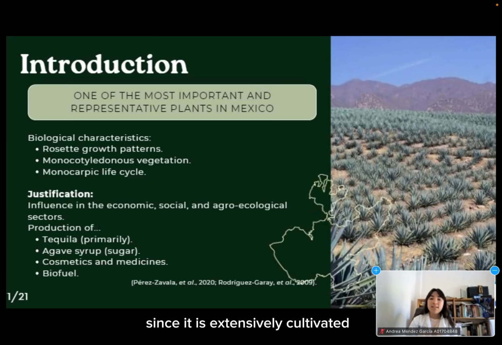Agave tequilana is one of the most emblematic plants in Mexico and one of the most important plants in the industry since it is extensively cultivated, mainly in Jalisco, to produce tequila, being a fundamental mainstay of this state and country's economy.